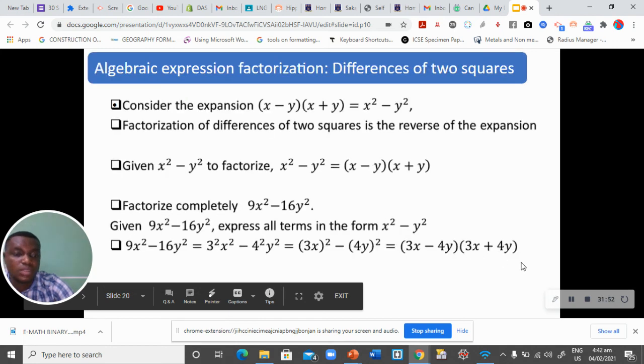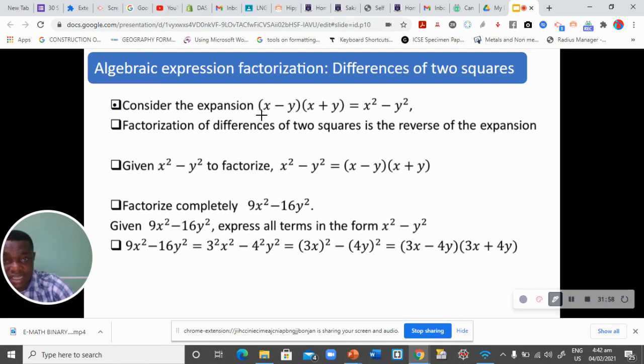There's another factorization that we'll consider, which is the difference of two squares. Consider this expansion that we did: (x minus y) times (x plus y). We said you square x and square y. You take this one, then you square both of them. This is called the difference of two squares.